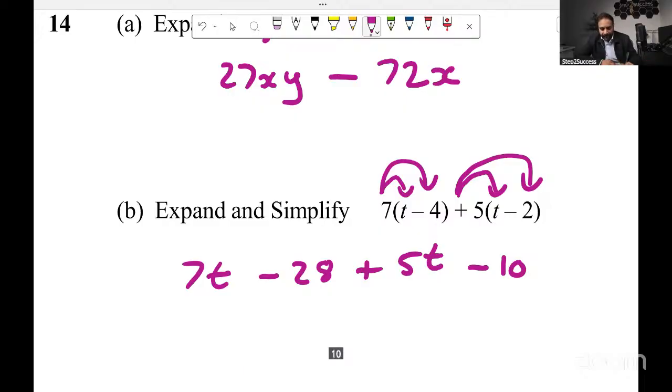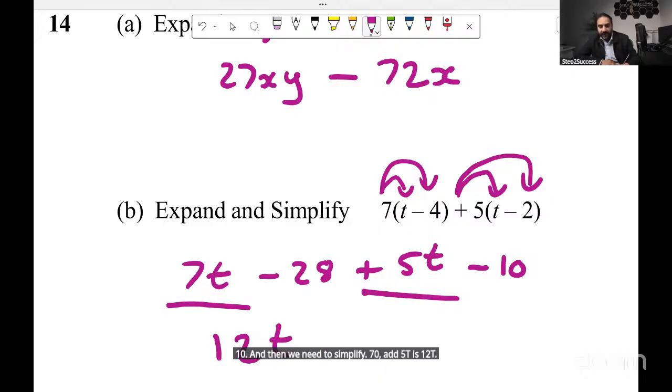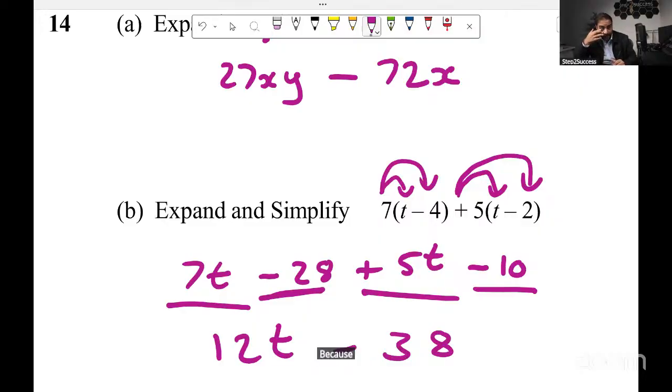And then we need to simplify. 7t add 5t is 12t. And be very careful with this, do not make a mistake. Minus 28 minus 10 is minus 38. Not positive, because two negatives make a positive and all that stuff that you learn sometimes. In this case, you are just doing the question, minus 28, take away 10, which is minus 38.